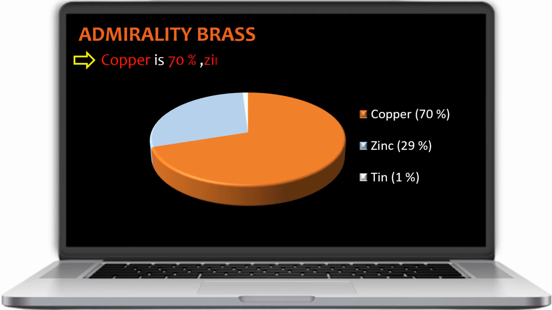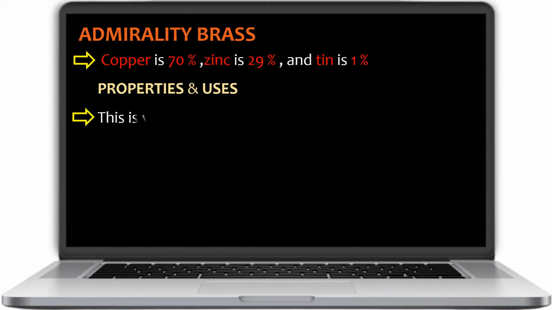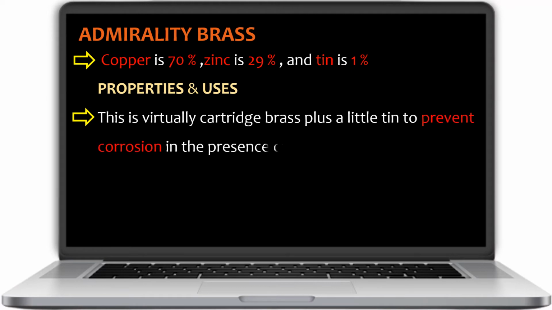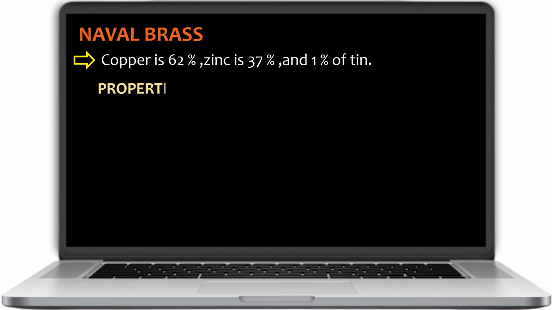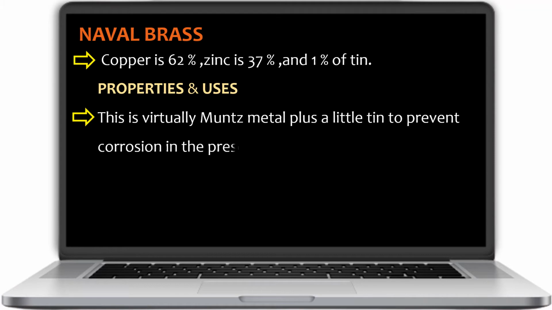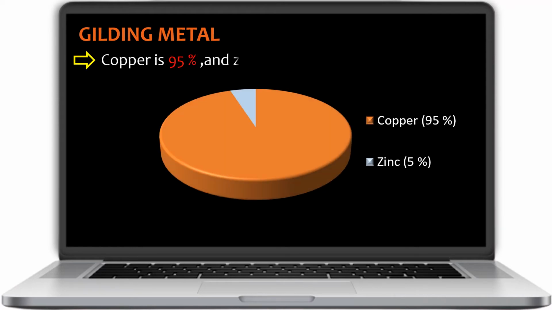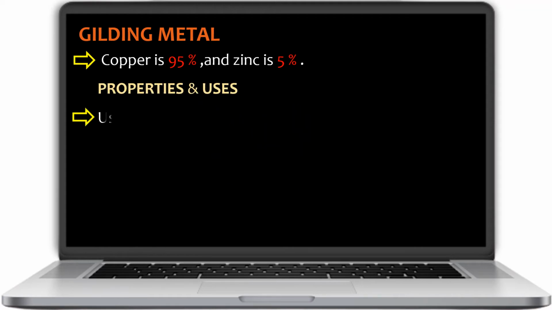Let's see about Admiralty brass. Copper is 70%, zinc is 29%, and tin is 1% in Admiralty brass. Properties and uses. This is virtually cartridge brass plus a little tin to prevent corrosion in the presence of salt water. Naval brass. In naval brass copper is 62%, zinc is 37% and 1% of tin. Properties and uses. This is virtually MUNTZ metal, plus a little tin to prevent corrosion, in the presence of salt water. Gilding metal. Gilding metal contains copper 95% and zinc is 5%. Properties and uses. It is used for jewelry.